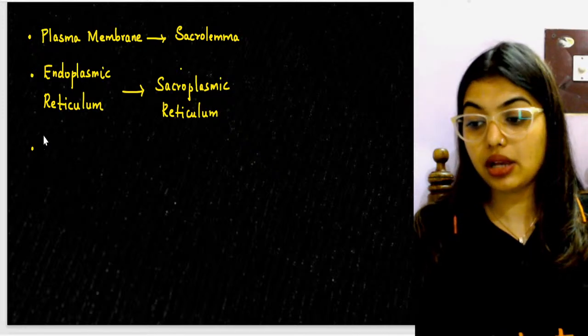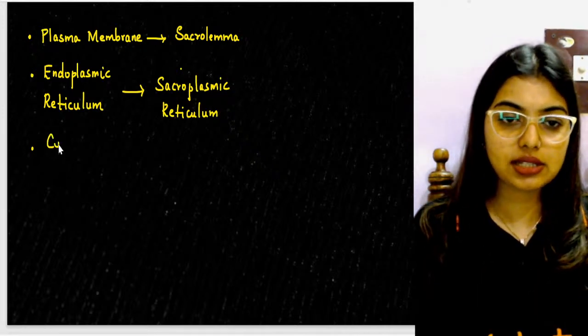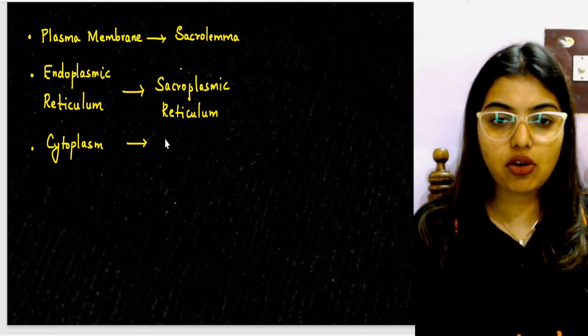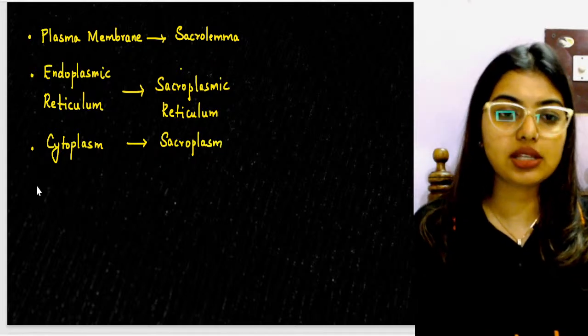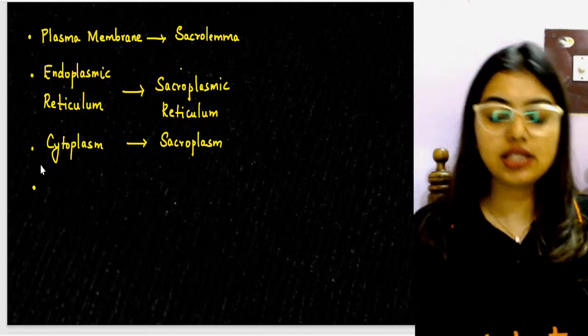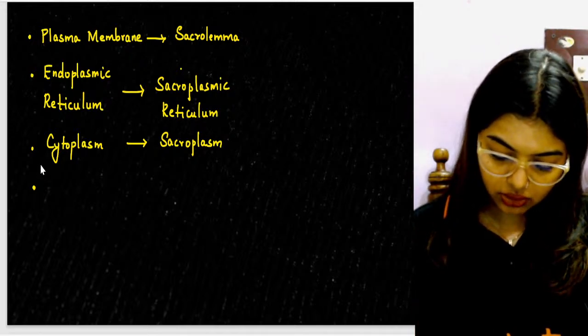The plasma membrane is done. Now the inside, the cytoplasm of the muscle, will be called the sarcoplasm. Mitochondria also are there, called sarcosomes, but you don't have to study that. I think that's all. Okay, sarcolemma.